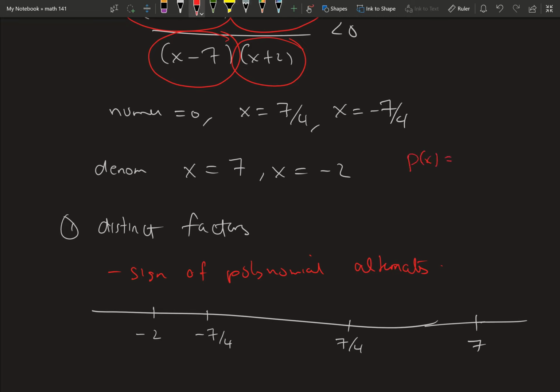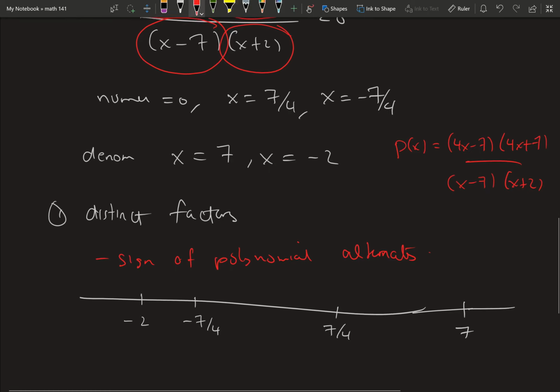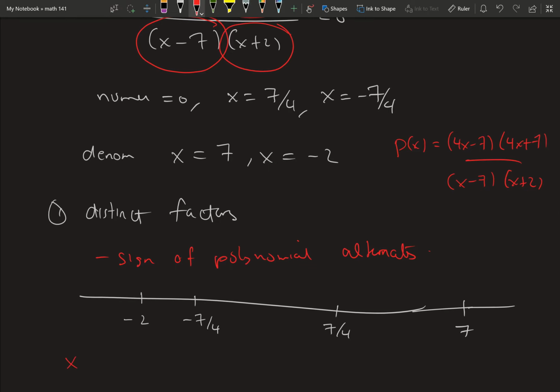P of x is (4x minus 7)(4x plus 7) divided by (x minus 7)(x plus 2). Now normally you'd have to plug in a number in each subinterval. So, -3 might be in this one. Here we'd have to plug in, say, -9/5. That's -1 4/5, which is kind of a tricky one. Here you could plug in 0. Here you could plug in like 2. Here you could plug in 8, and you do it one by one.